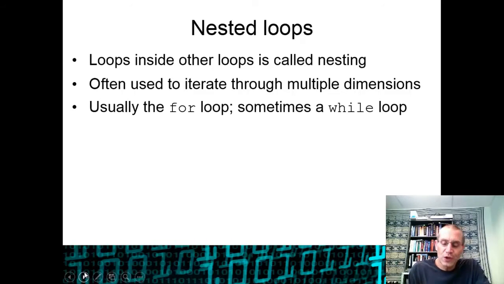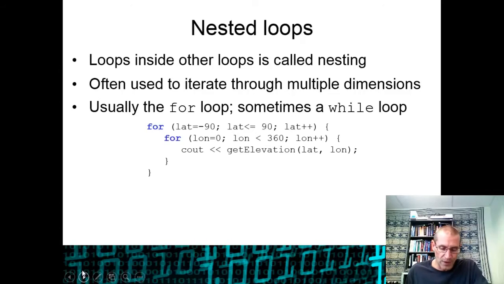And so usually you use the for loop because usually you know what your dimension size is. Very rare that you would end up using a while loop in a nested loop just because of the fact that if you're trying to go through multiple dimensions, you probably know what those dimensions are ahead of time as you're operating in there.